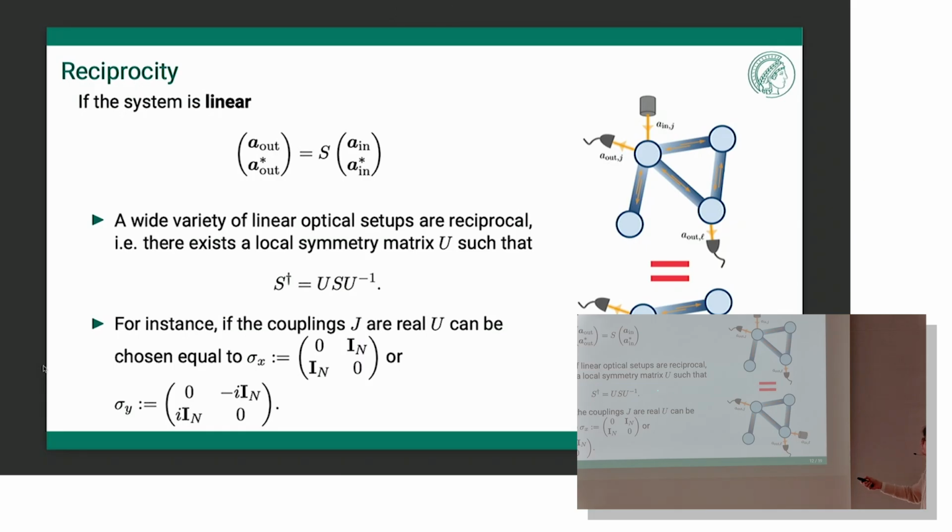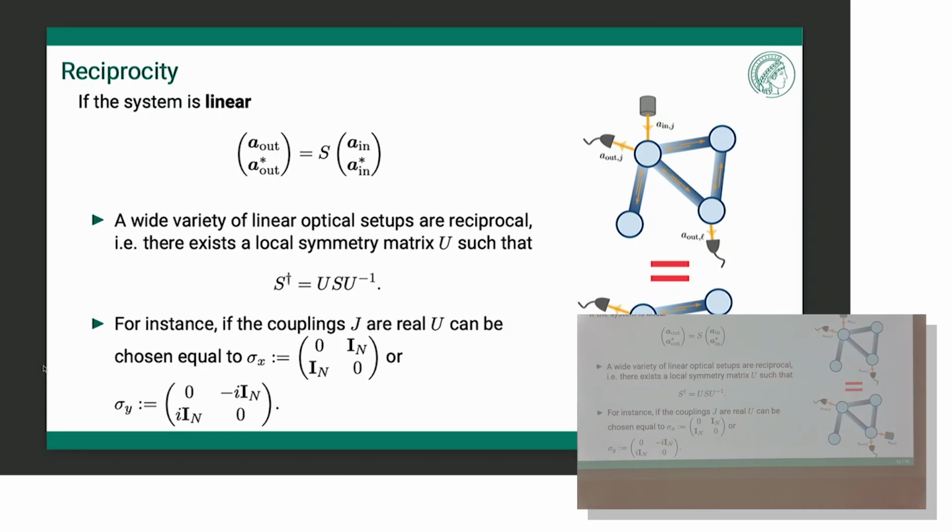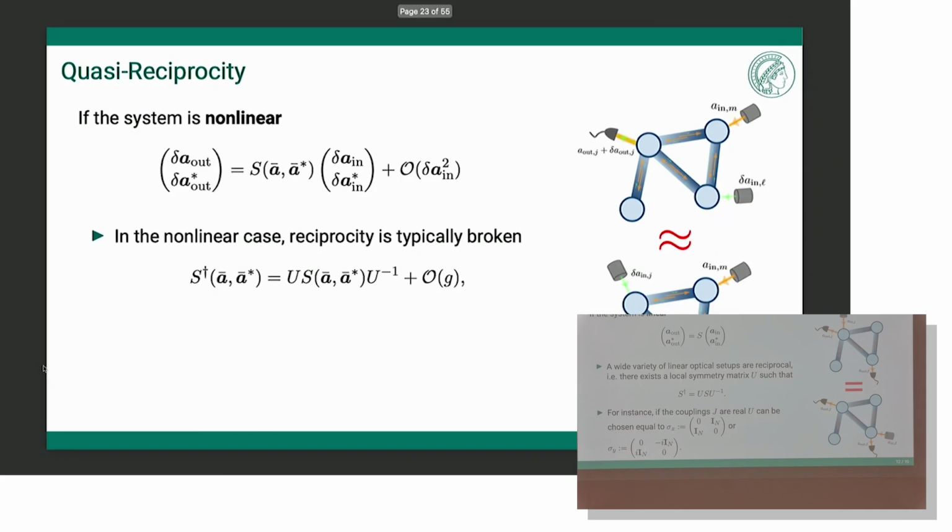For instance, if you have symmetric losses and real couplings, you can pick U to be Pauli X or Pauli Y. The reason why you can choose Pauli X is basically because what this does is exchange A and A star. So you're doing a local time reversal operation, and that's why this is the case.